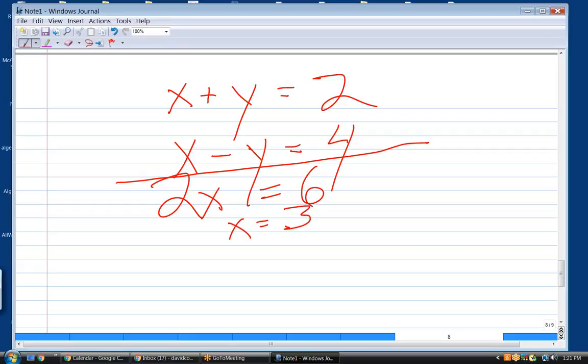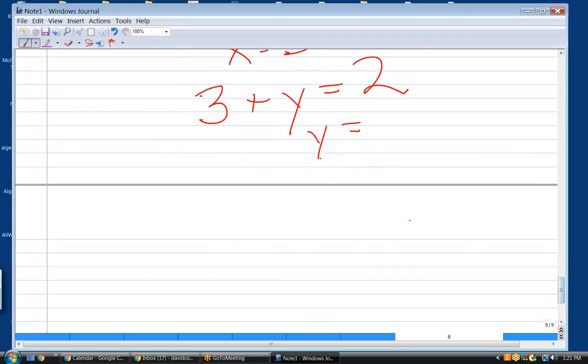Okay. Well, let's go into the most straightforward equation, the one that's got plus signs and small numbers. So let's substitute x equals 3. So we have 3 for x plus y equals 2. What does y equal? 1. No. What'd you say? Minus 1? Correct.